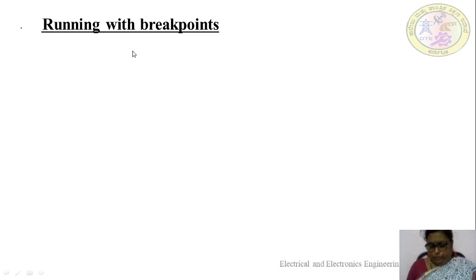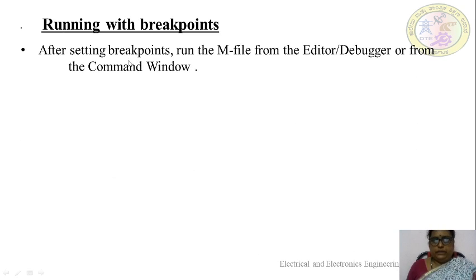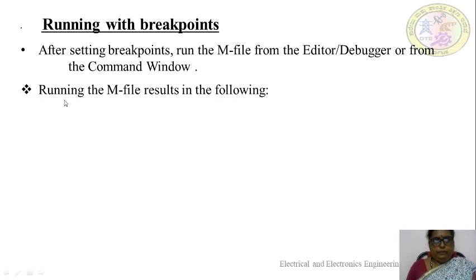Running with the breakpoints. So how to run with these breakpoints? Once you set the breakpoints in the program, how are you going to execute it? After setting the breakpoints, run the M file from the debugger or from the command window. You can run it from either the editor or the debugger. Running the M file results in the following.